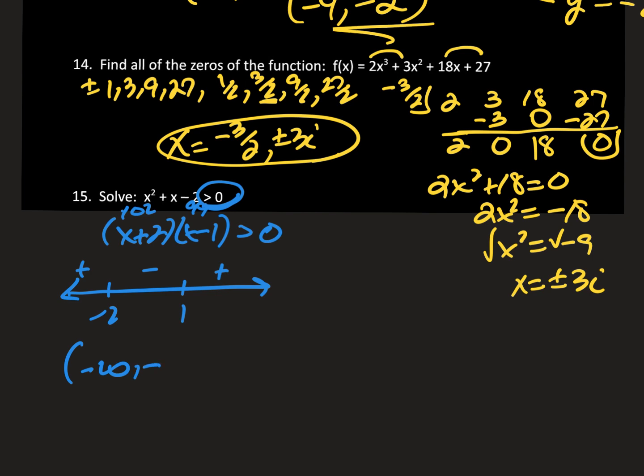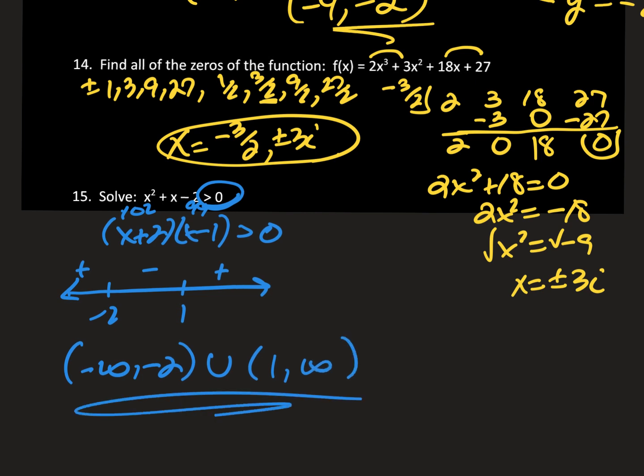1 is over here, less than negative 2. I'm using a parentheses because there's no equal sign. And there's also a positive past the 1. And there you have it. That's all you got to do for 15.